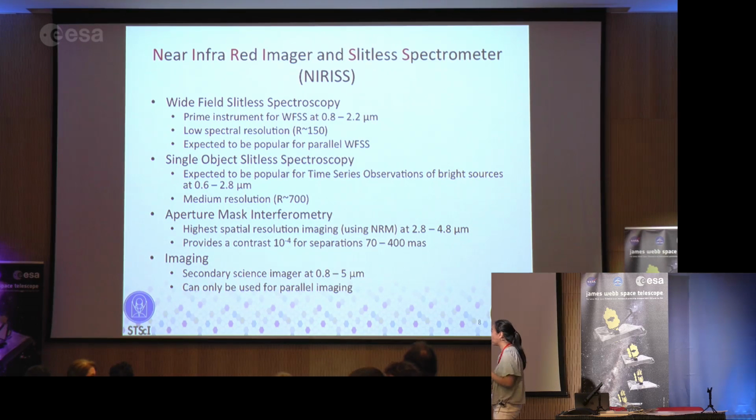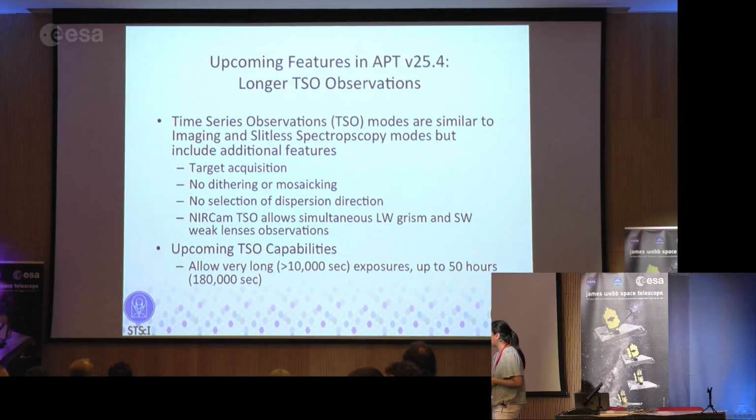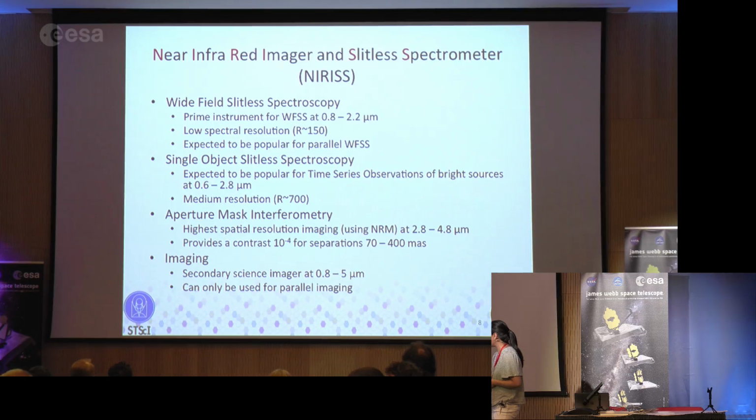Okay, moving on to NIRISS, the near-infrared imager and slitless spectrograph. So it has 4 modes, wide field slitless spectroscopy. It's the prime instrument now at 0.8 to 2.2 microns. It has a significantly lower spectral resolution than NIRCam, and we expect this to be popular as a parallel mode. So this is wide field.